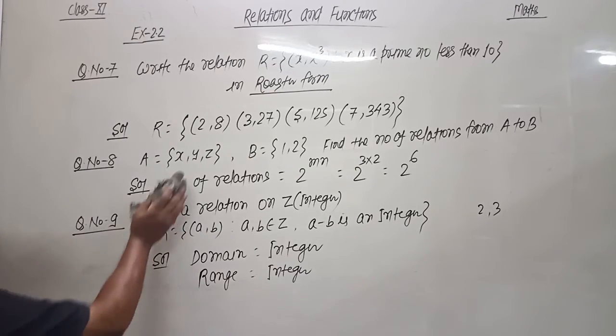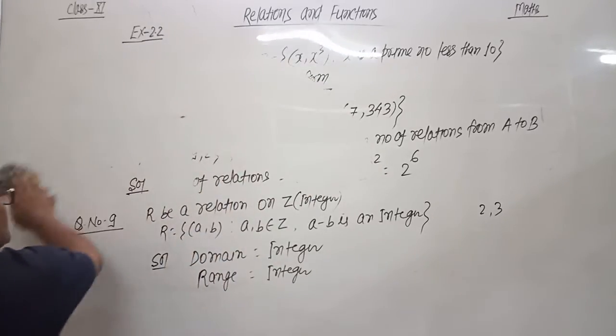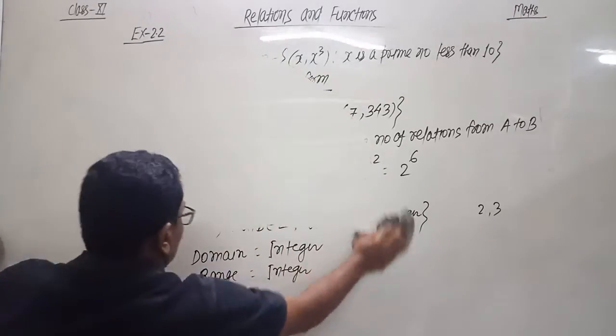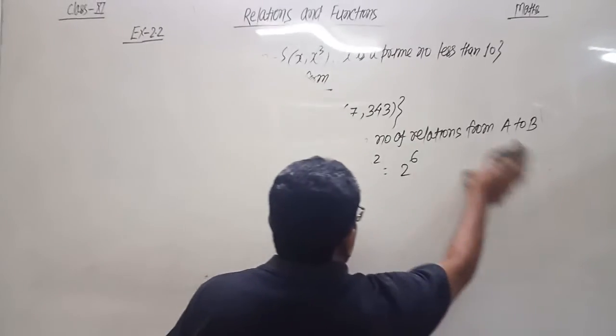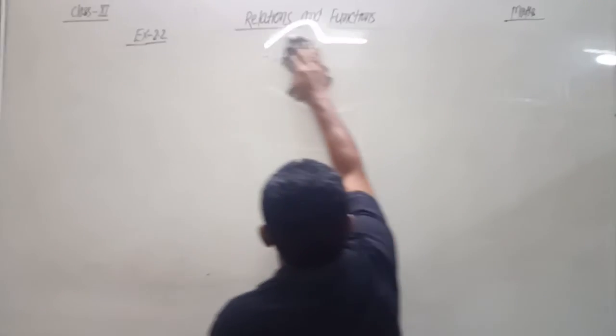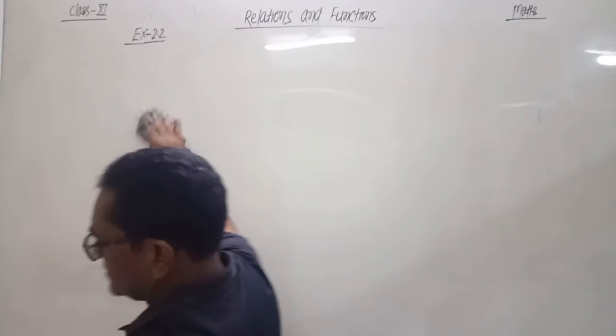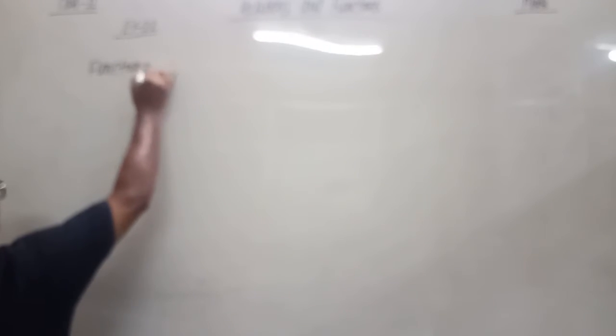This exercise was based on relation. Now we talk about the function. Firstly, we understand the definition of function, and also we understand when the function is defined or when the function is not defined. Function is a special type of relation.